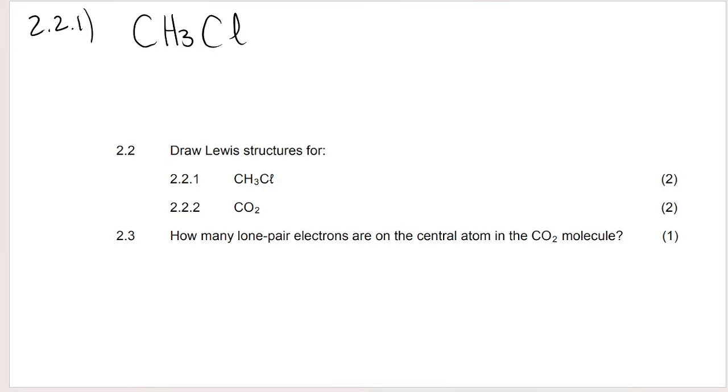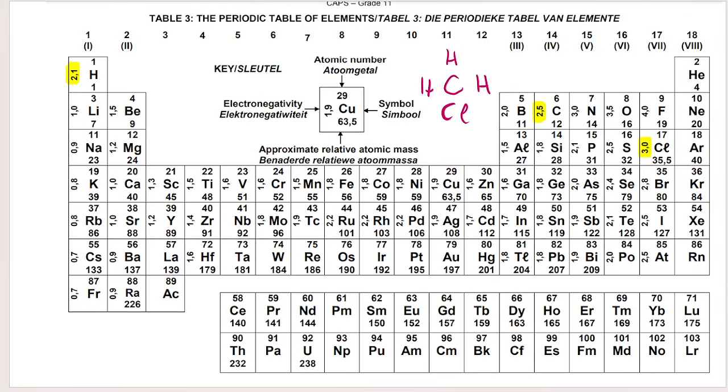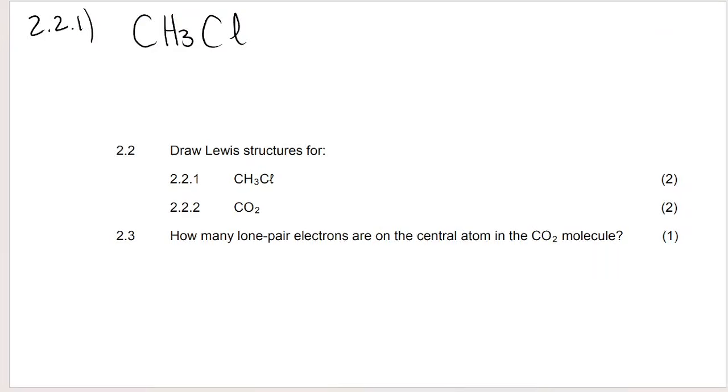But when we draw Lewis diagrams, we need to look at the number of valence electrons for each atom. The shortcut for doing that is if you look at your periodic table, this is exactly the one that you'll get in your exam, or something very similar. The valence electrons are represented by the Roman group numerals. So hydrogen has 1 valence electron. Carbon has 4 valence electrons. And chlorine has 7 valence electrons. When they share electrons, it's the valence electrons that are shared.